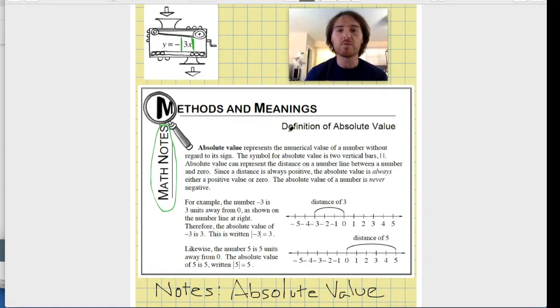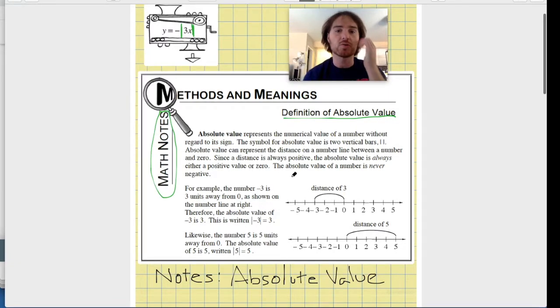So anyways, just wanted to make sure you got this, that the definition of absolute value is actually given to you in the textbook. And I want to recommend that whenever you reach any of these methods and meanings math note sections, you do exactly what it's saying here. You take a little bit of notes with it. So what we're going to do today to wrap up this lesson is take some notes on absolute value and read through this right here. And then we'll wrap things up and you can get on your merry way.